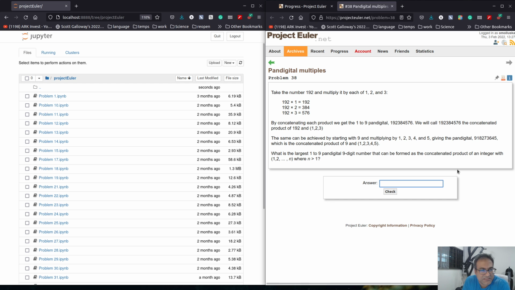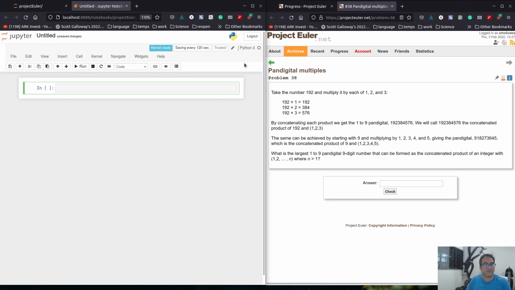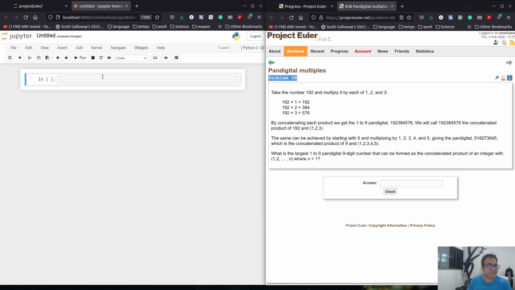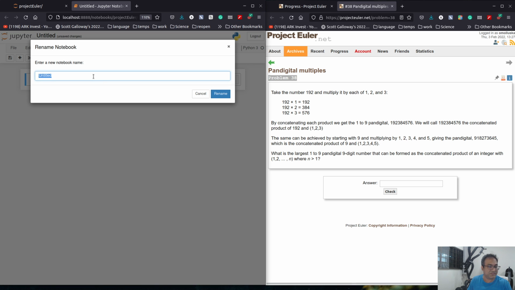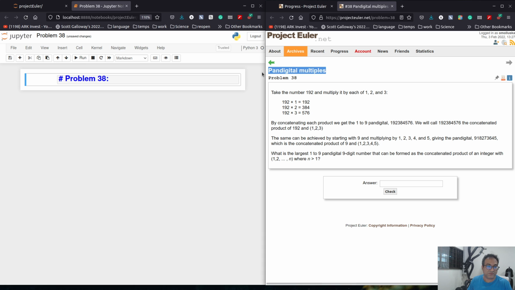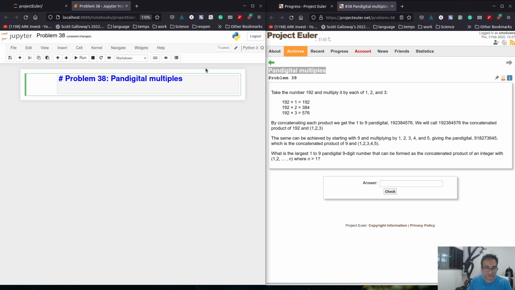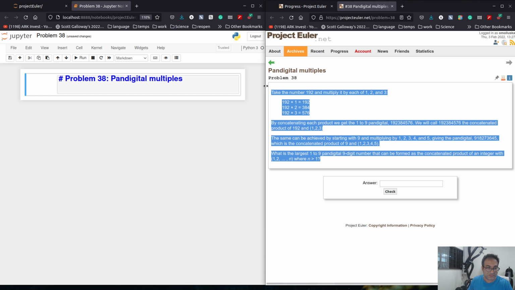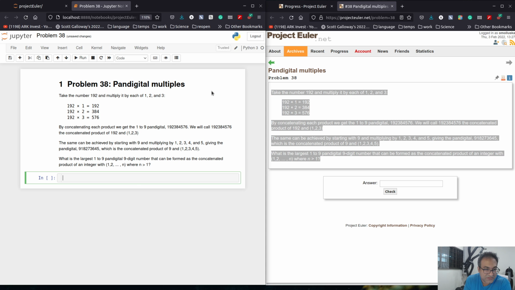Let's create a new Jupyter notebook and solve problem 38. We'll call this problem 38 like that. It's called pan-digital multiples. I think we have seen pan-digitals before, but we'll see what is happening over here. So let's look at the problem.